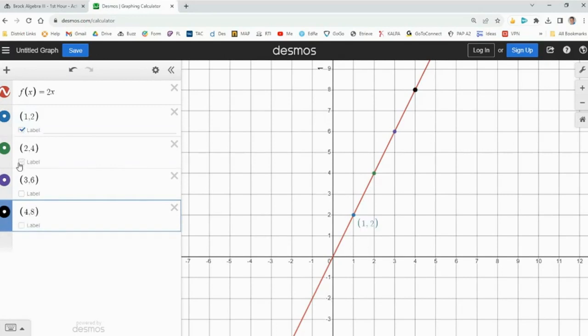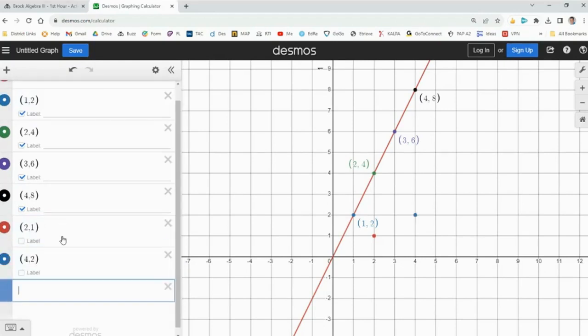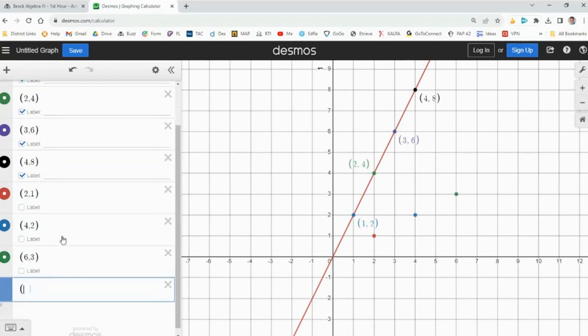Label those 4 points. And we said if we find the inverse, it will have the exact opposite points, 2, 1, 4, 2, 6, 3, and 8, 4. We said the inverse should have these 4 points.